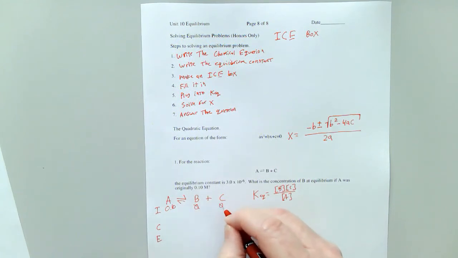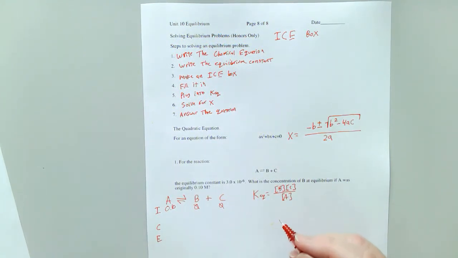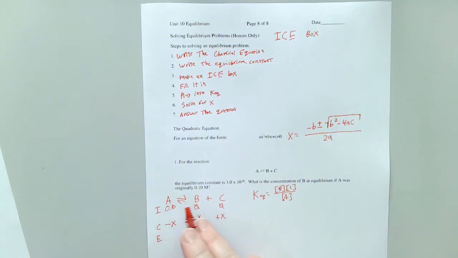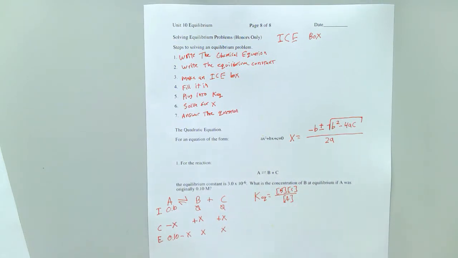Initially, I don't have any B and C because A hasn't reacted yet. When A reacts, the amounts change. C for change. A goes down by some unknown amount that I'm going to call X. And B and C both go up by an equivalent amount. It's a 1-to-1 mole ratio there. So for every X that falls off here, I get 1X there. Then at equilibrium, I add these two lines together: 0.10 minus X, X and X.